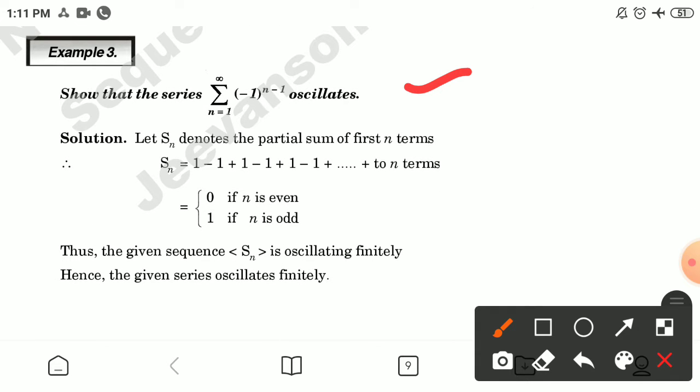Example third, show that the series summation (-1)^(n-1), n is from 1 to infinity, oscillates. Solution: let Sn denote the partial sum of first n terms. Sn, the sum of first n terms, is 1 minus 1 plus 1 minus 1 and so on to n terms. When n is even, the value will be 0, and when n is odd, the value will be 1. Thus the given sequence Sn is oscillating finitely, hence the given series oscillates finitely.